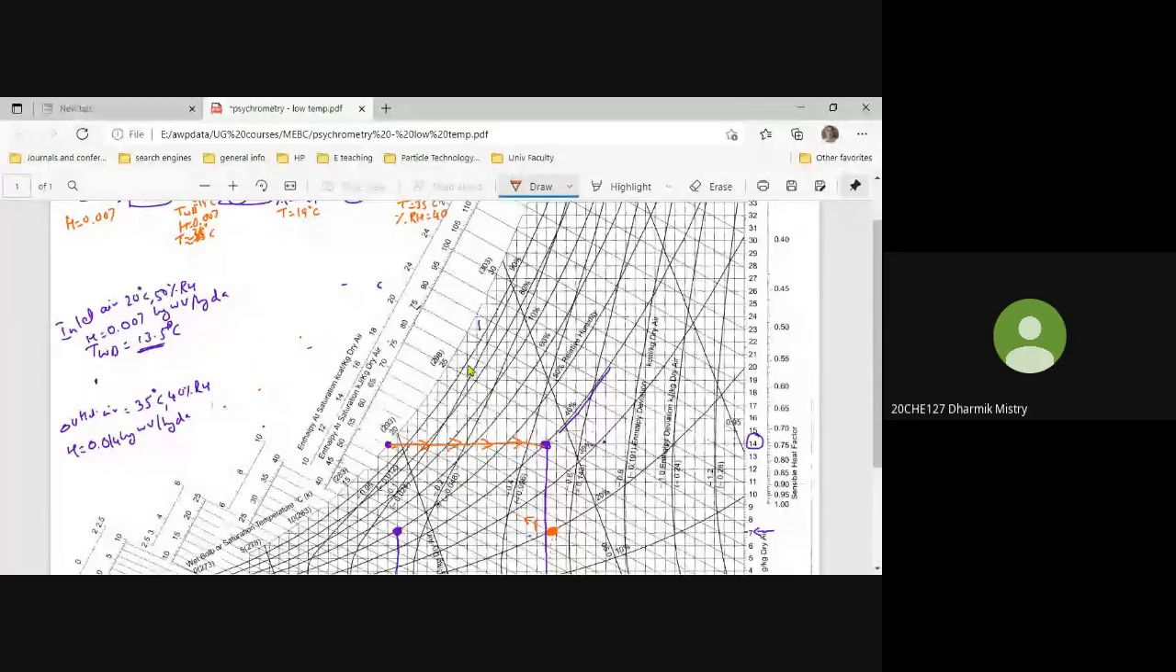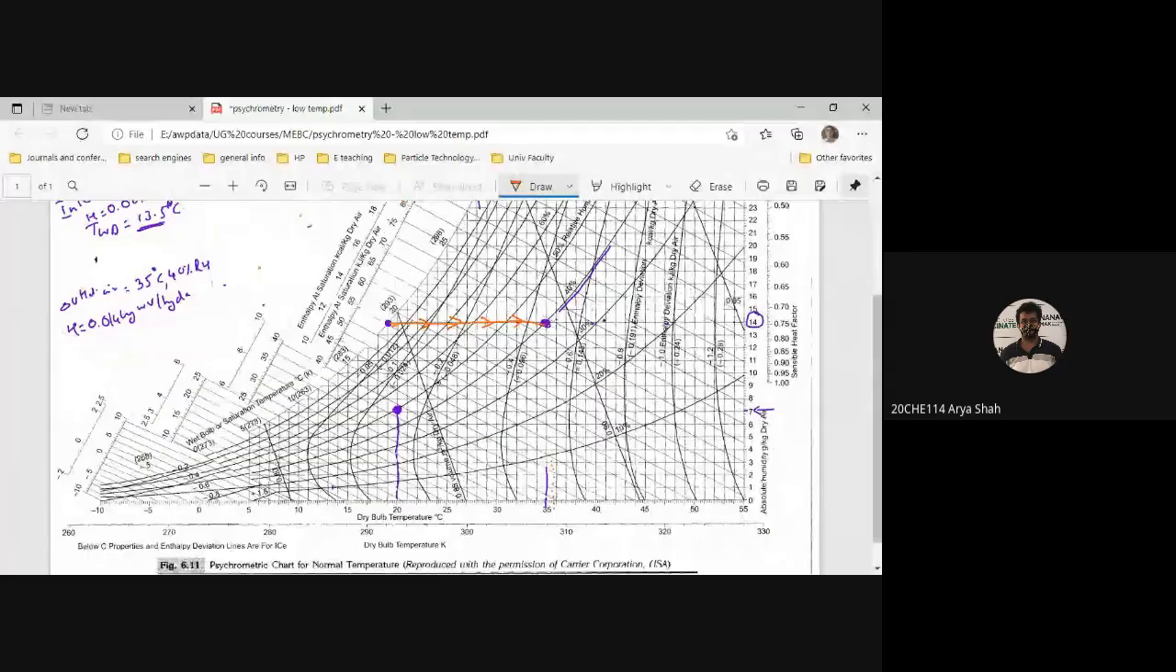I'm not the one solving, Dharmik is the one solving. I'm actually having a problem in visualizing why we are heating it in the first place. No, first of all, let Dharmik explain again.